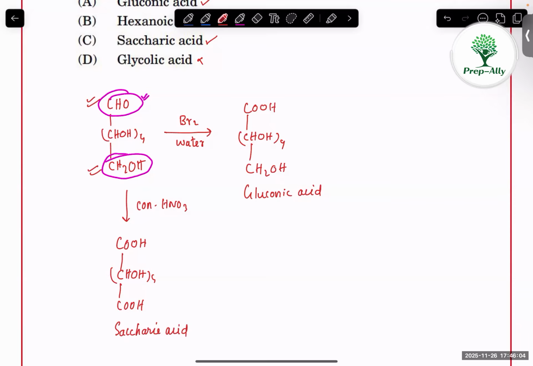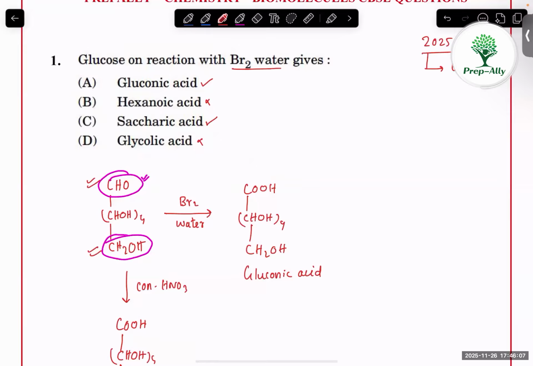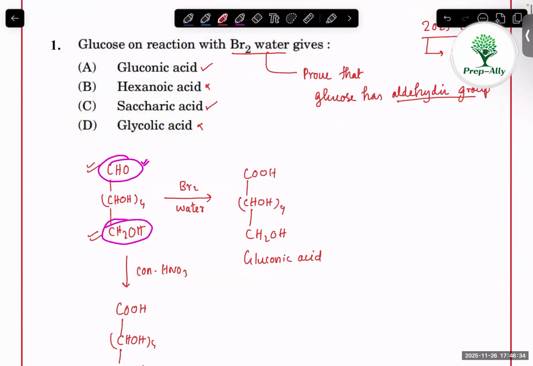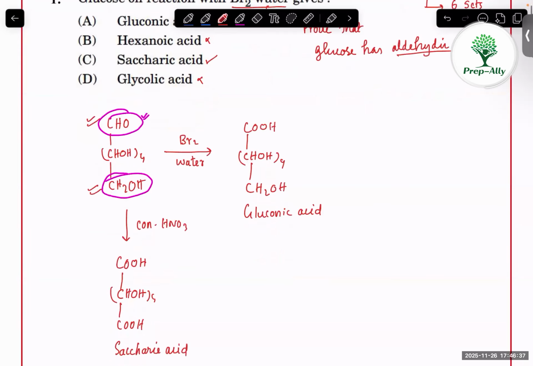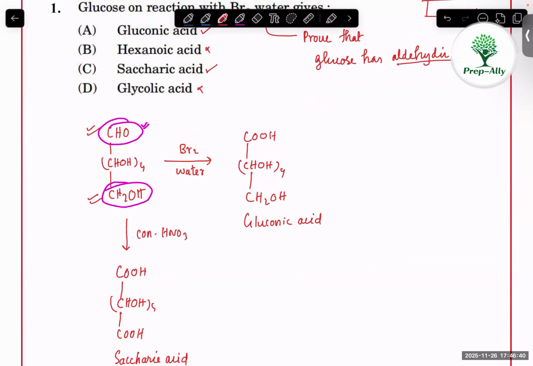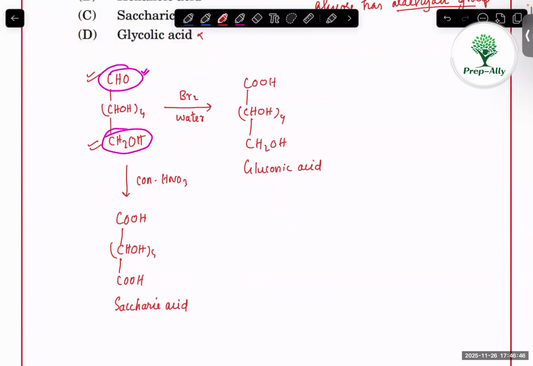So here a simple way to remember this one is, any question which will come, treatment with bromine water means you need to remember that bromine water actually helps to prove that glucose has an aldehydic group. So if the question is about the concentrated HNO3, the answer will be saccharic acid. But since it is about the bromine water, the answer will be gluconic acid. So bromine water is a weak oxidizing agent, so it will only oxidize the aldehyde group. And concentrated HNO3 is a strong oxidizing agent, so it will oxidize both the aldehyde as well as the primary alcohol.